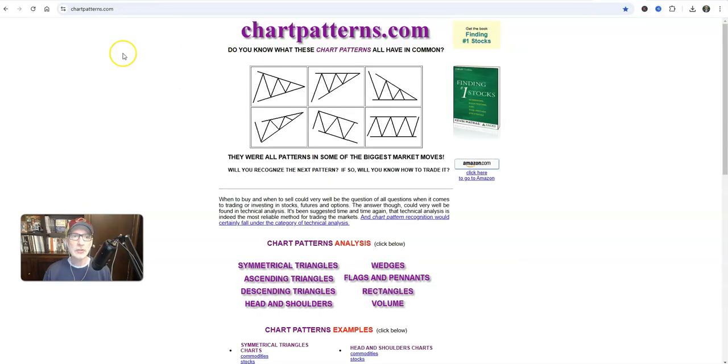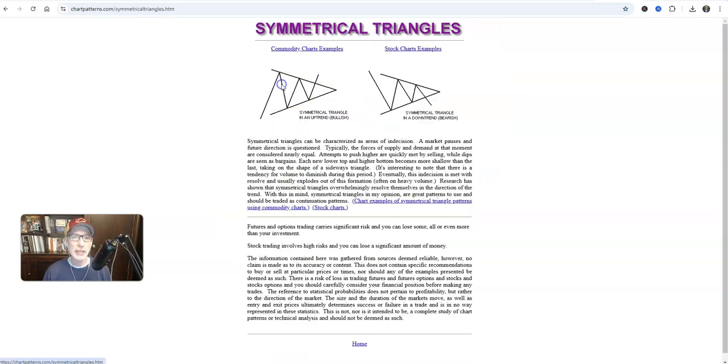The other website is chartpatterns.com. It can show you all the different patterns. You may notice some of these that were on the charts that I was showing you. Click on one of these. It'll show you the pattern, and it'll tell you about what they do.